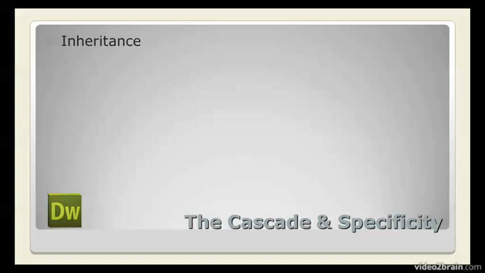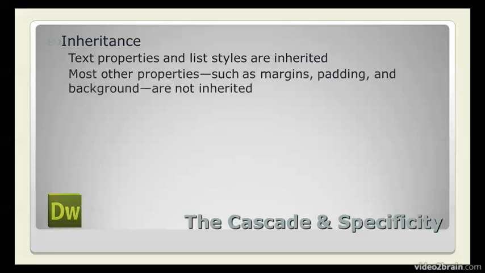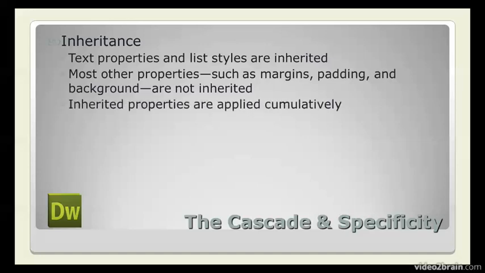Inheritance is also extremely important in CSS. Text properties and list styles are inherited, but most other properties, such as margins, padding and background, are not. Inherited properties build on top of each other. For example, there's no need to specify the font family in every style rule if it's already been defined for an element higher up the document structure. But you can override inherited properties in more specific rules, for example, to apply a different font family to page headings.